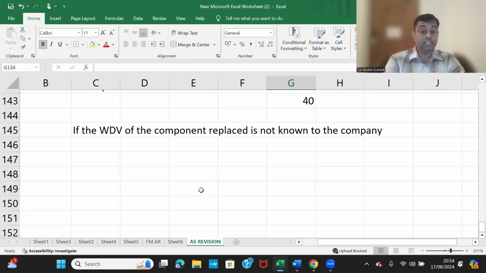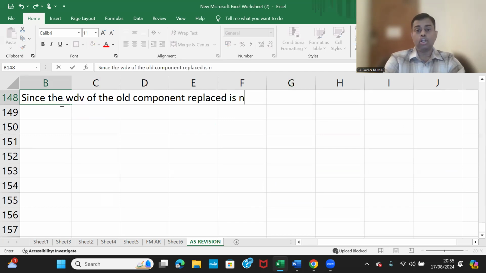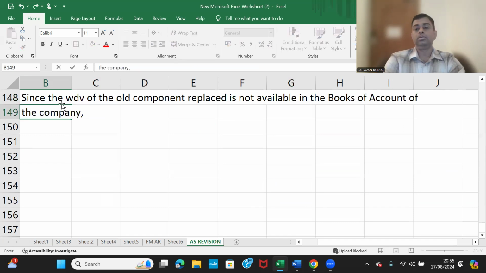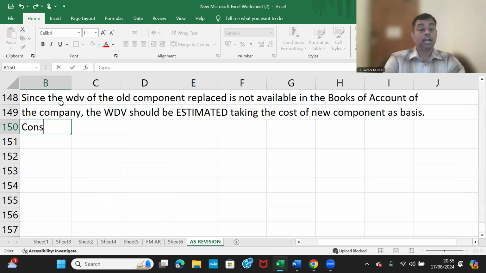Now, see how beautiful the answer is. Since the written down value of the old component replaced is not available in the books of account of the company, the written down value should be estimated taking the cost of new component as basis. Consider time value of money.